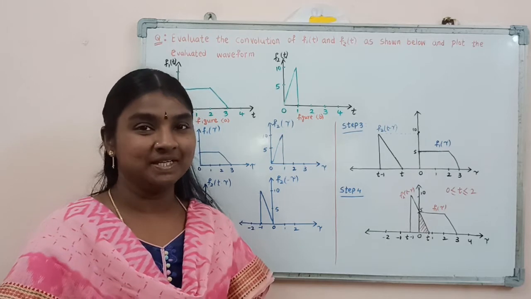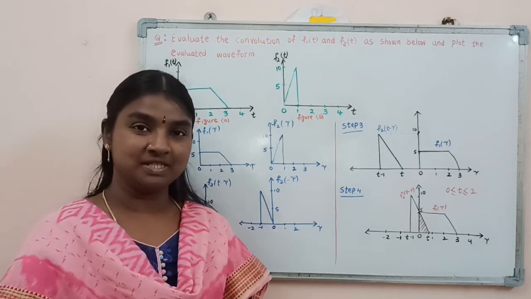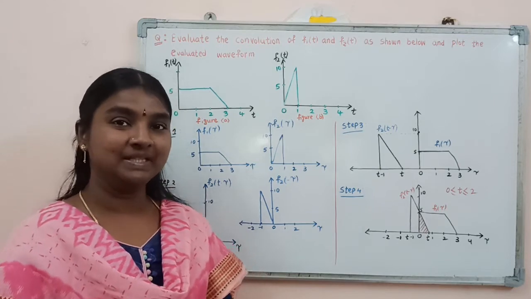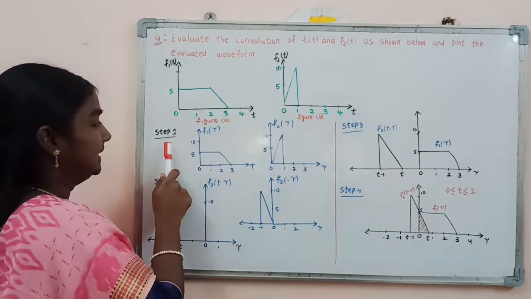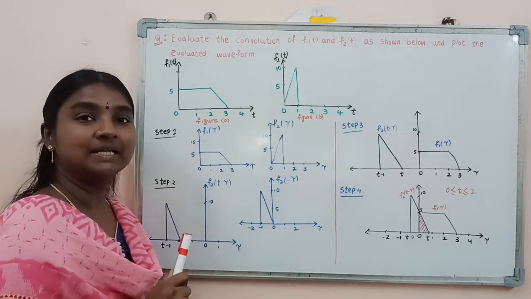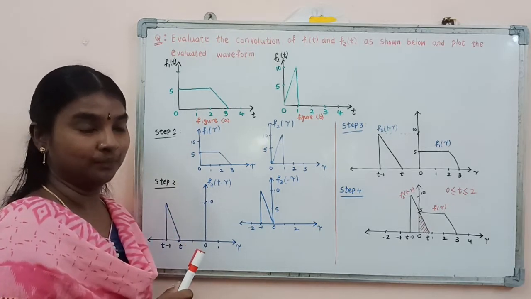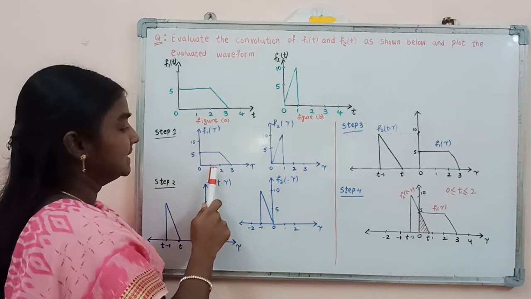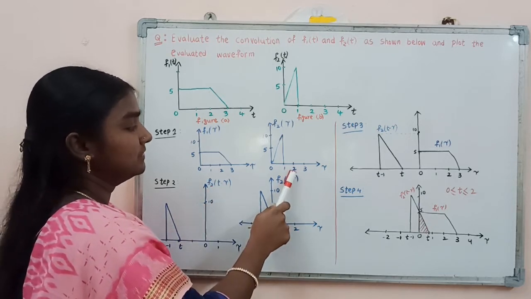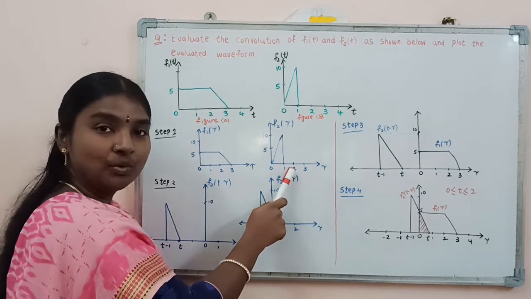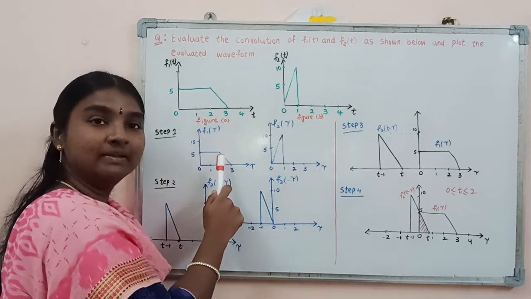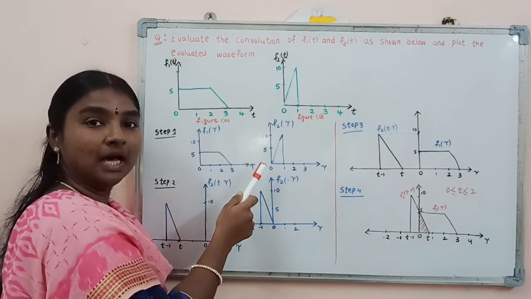Now by using the graphical convolution procedure steps, we will find the output signal y of t. In step 1, we need to draw the given two signals in terms of the independent variable tau. So here this is the figure for f1 of tau, and this is the figure for f2 of tau. Both the given signals we draw with the independent variable tau.